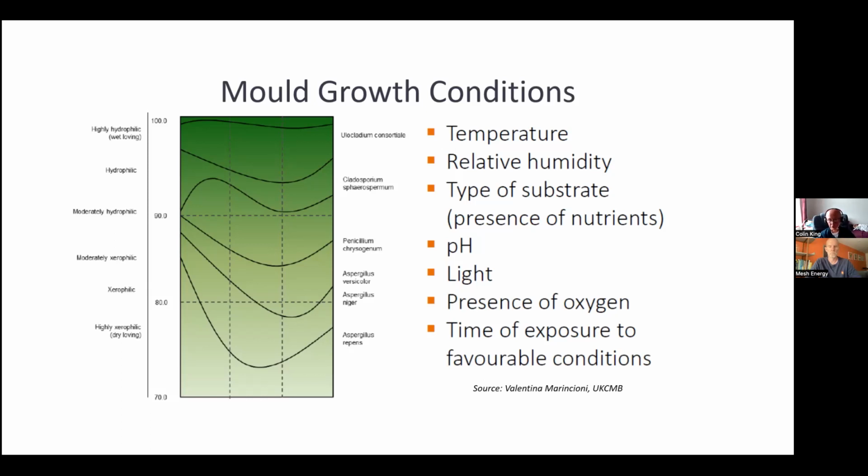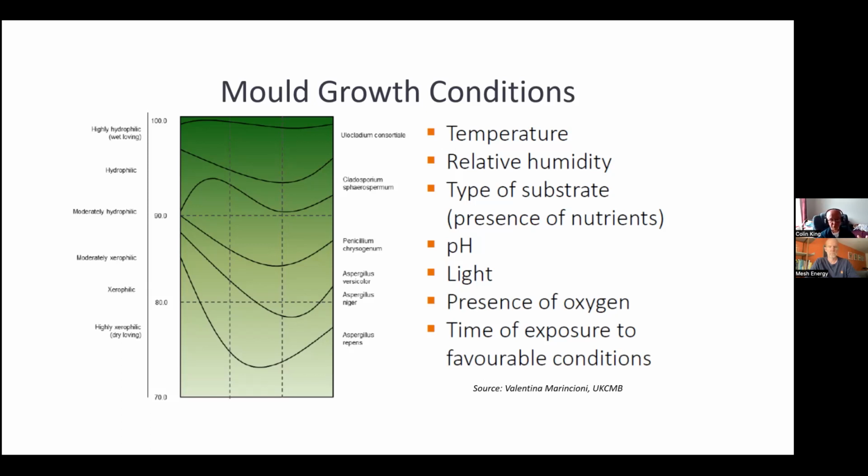It doesn't need lots of light, which is why it likes growing behind cupboards and wardrobes. You know, everybody's got it. You move your wardrobe, oh God, there's mold behind it, because the air doesn't move, the temperature is different, and it creates the ideal environment for mold to grow. And it needs oxygen, and then it needs time of exposure to all of those favorable conditions.